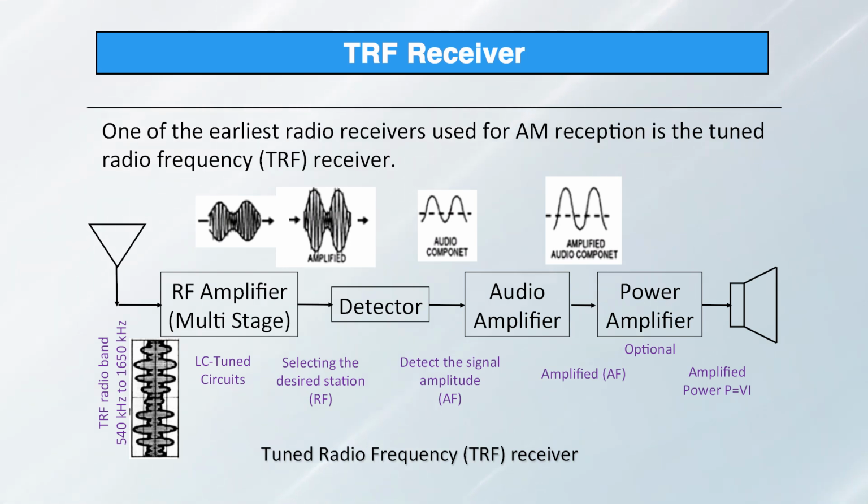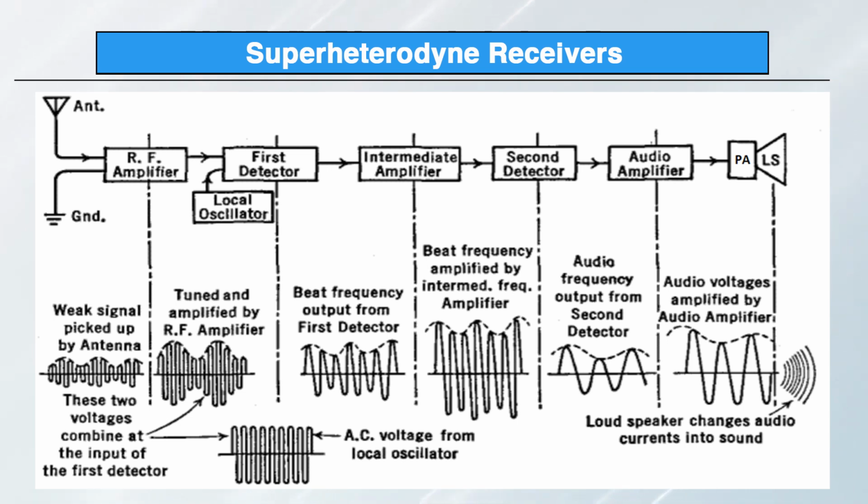So, each block in the TRF receiver plays a critical role in extracting, processing and amplifying the audio signal from the received RF carrier wave, ultimately delivering clear and good audio to the listener through a speaker or headphone. Here is a detailed description of each block of the superheterodyne receiver now.